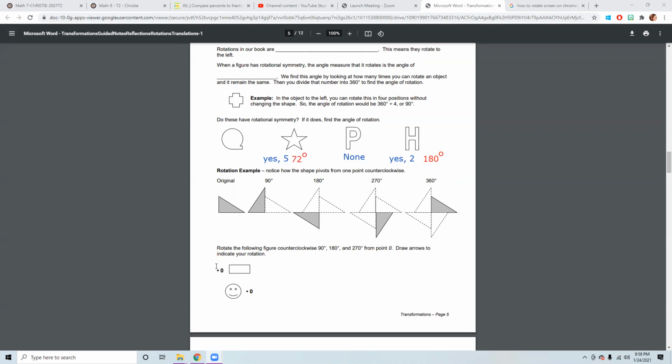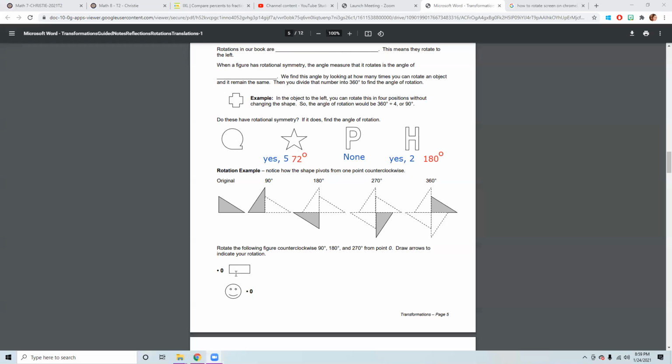And so when you are working down here, we're going to be rotating the figure counterclockwise 90, 180, and 270 from our point O, which is our origin. So think of this point right here as your origin, and you're going to draw arrows to indicate your rotation.